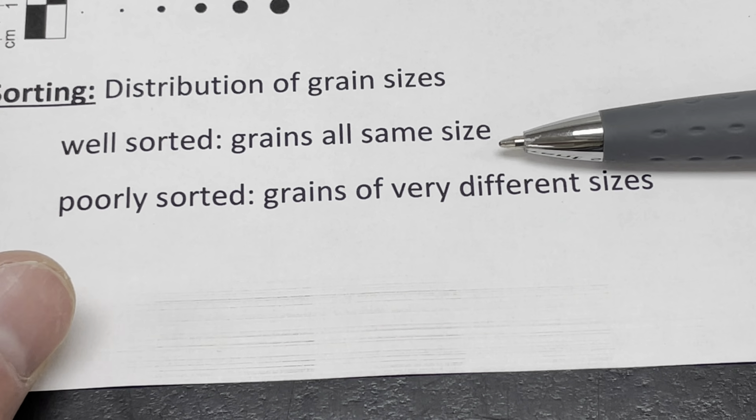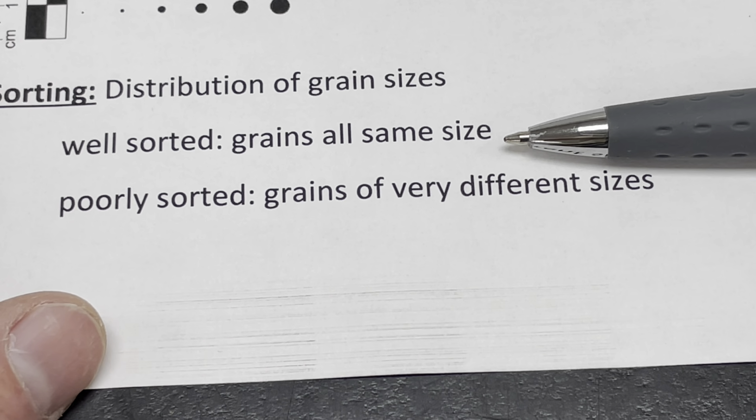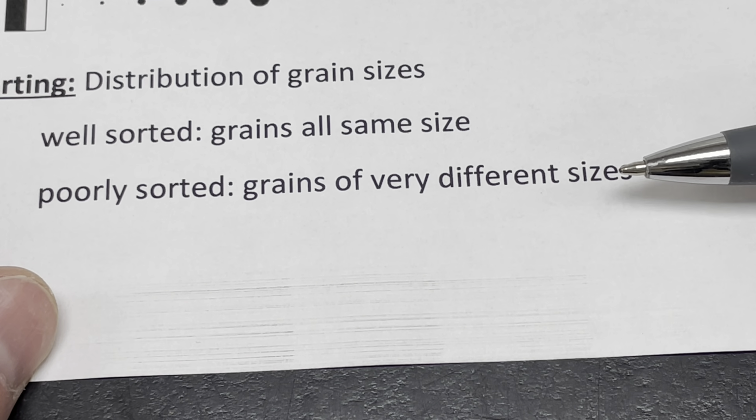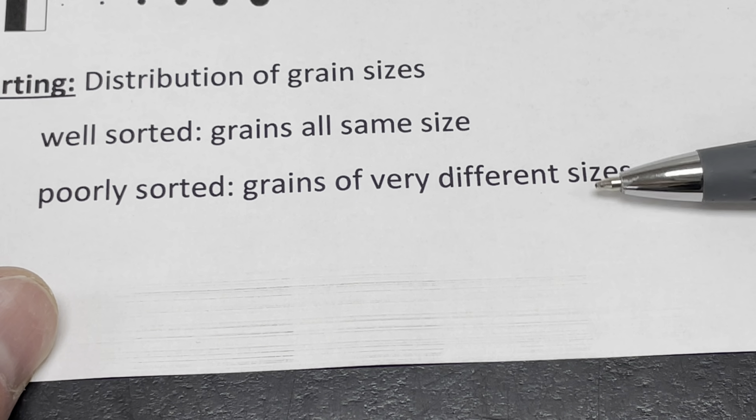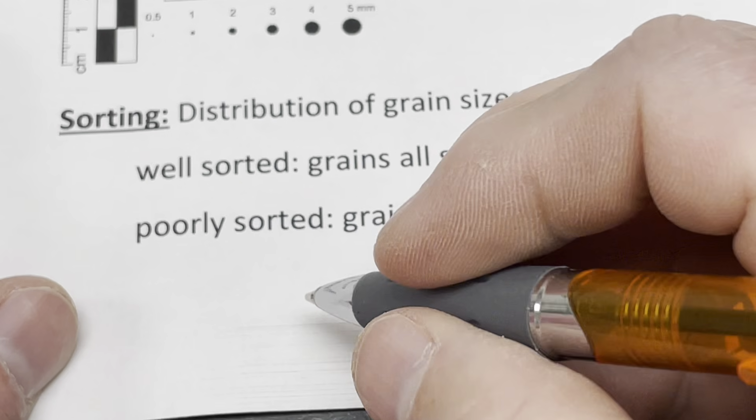So if everything's pretty much the same size, all the particles or all the sediments in the rock, we call that a well sorted rock, okay? Versus if we have very different sizes, maybe huge chunks of sediment, gravel-sized particles that are as big as your fist, all the way down to sand and even mud-sized particles, that would be a poorly sorted rock.